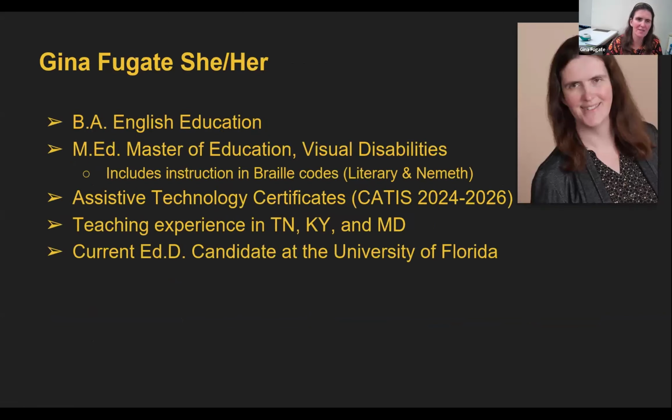Hi everyone, I'm Gina Fugate. My pronouns are she, her, hers. For your bonus information, I am wearing a shirt covered in monarchs, a very nerdy, purposeful reference to the Monarch multi-line braille display. I have a bachelor's in English education, so I did not start out with any intention to do computer science, but people like Amanda here and Stefik converted me over to the code of the bunny, as well as Python, which I call the code of the snake. And we have lots of many other jokes. So happy to be here. I also have a master's of education in visual disabilities. That includes instruction in Braille codes, which is covering literary and Nemeth.